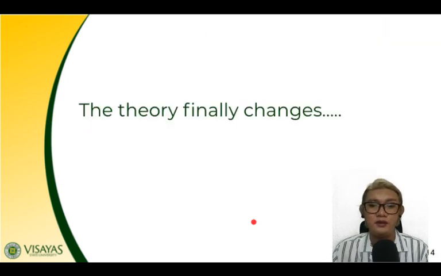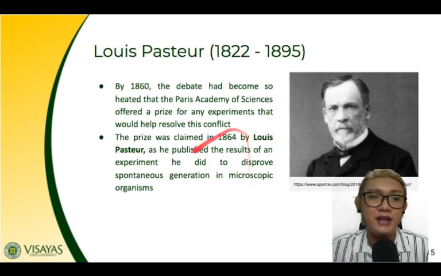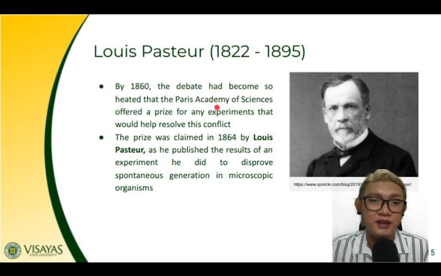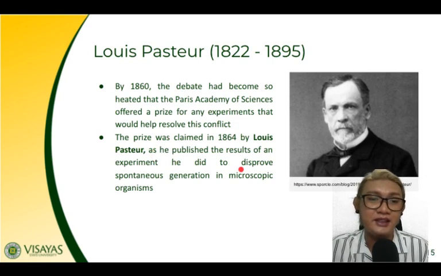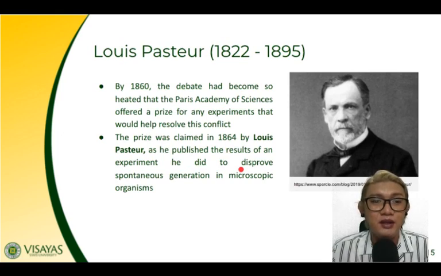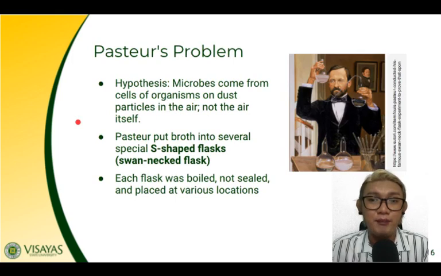And so the theories finally changed when, by 1860, there was a great debate about this, and the Paris Academy of Sciences offered a prize for any experiments that would help resolve the conflict. The prize was claimed in 1864 by Louis Pasteur. He published the results of an experiment that he did to disprove spontaneous generation in microscopic organisms. So he hypothesized that the microbes come from the cells of organisms on dust particles in the air and not the air itself, because that's what people believed.